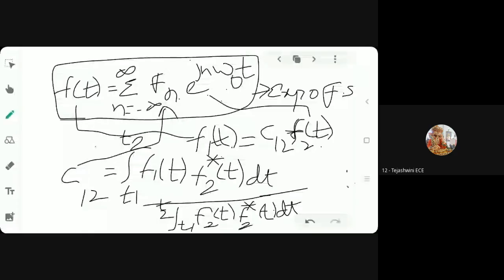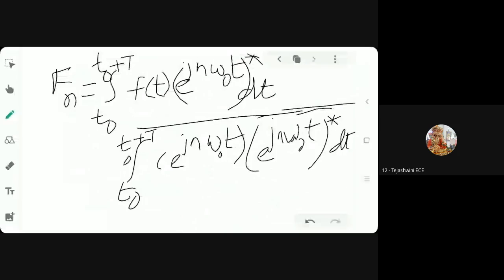Fn equal to integral T0 to T0 plus capital T, f of t into e power jn omega naught t conjugate dt, by integral T0 to T0 plus capital T e power jn omega naught t into e power jn omega naught t conjugate dt. Right? Shall I open the next page?